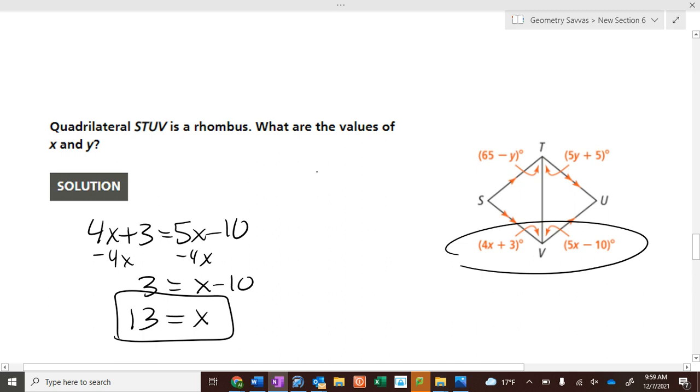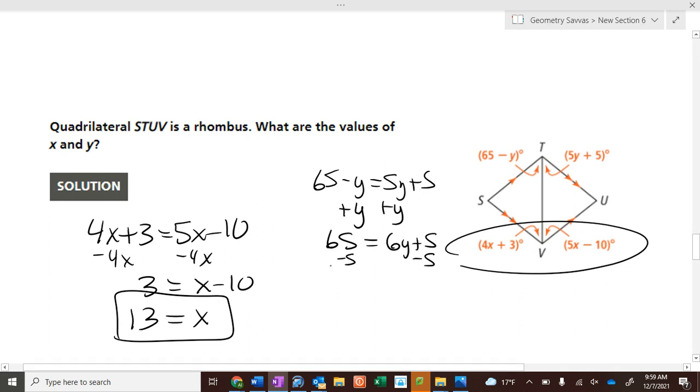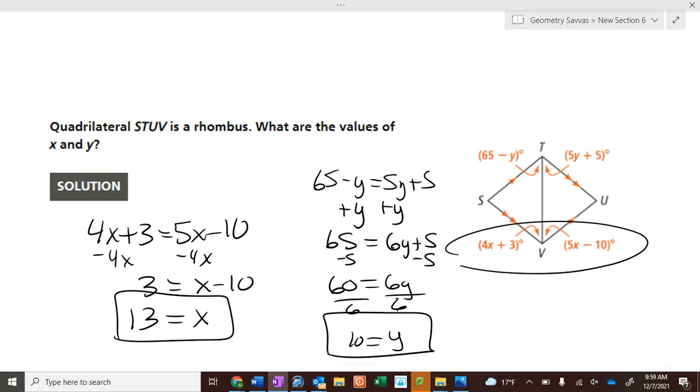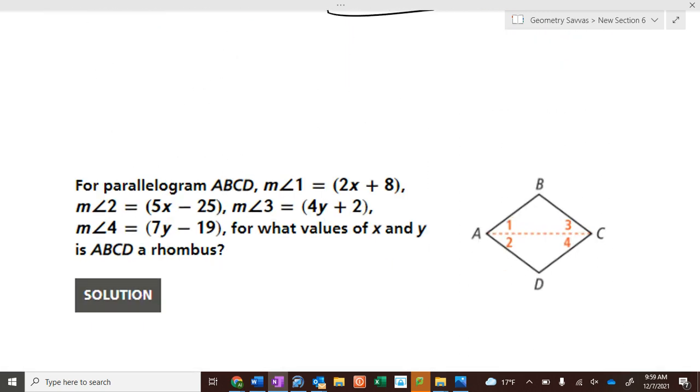What would y have to be? So, nope, not that. If we add y, 65 equals 6y plus 5. Subtract 5. Subtract, not add 5. 60 equals 6y. y equals 10. What are the values of x and y? 13 and 10.